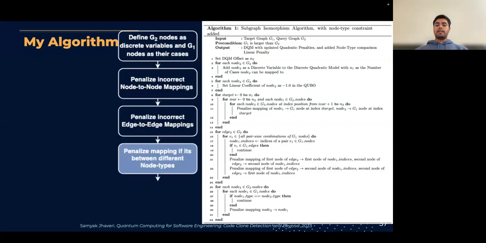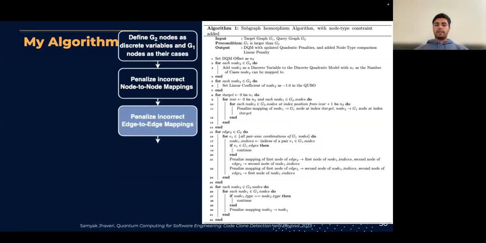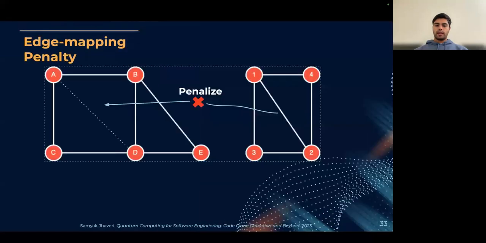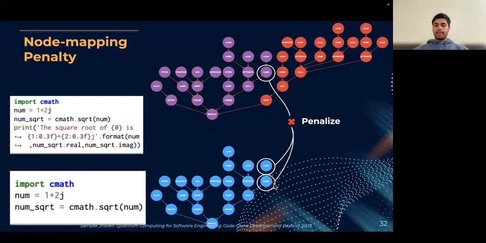And finally, we're penalizing the different node types. So in this penalty, after we penalize the incorrect node-to-node mappings and the incorrect edge-to-edge mappings, we realized that when comparing two ASTs, it is possible that the nodes may be of different types. If I can show you the previous slide, as you can see here, it is possible for nodes of different types to be mapped onto each other, which would be a perfect topological mapping.